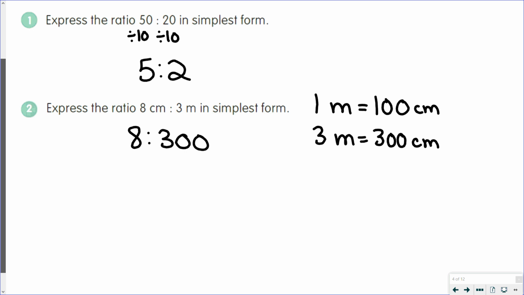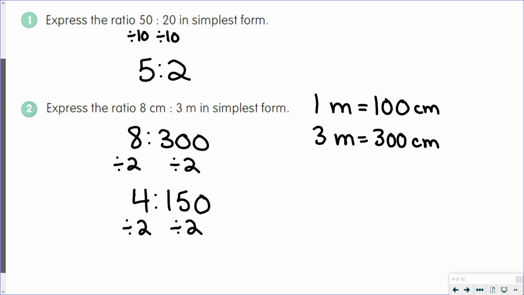Now you should be able to recognize that both 8 and 300 are even numbers, which means at a minimum, you can divide both of those terms by 2. So if we divide both of those by 2, 8 divided by 2 is 4, 300 divided by 2 is 150. Again, you look at the two terms, you notice that they're both even numbers. Remember, even numbers end in 0, 2, 4, 6, or 8. And we can divide those by 2 again. And we would get the ratio of 2 to 75.